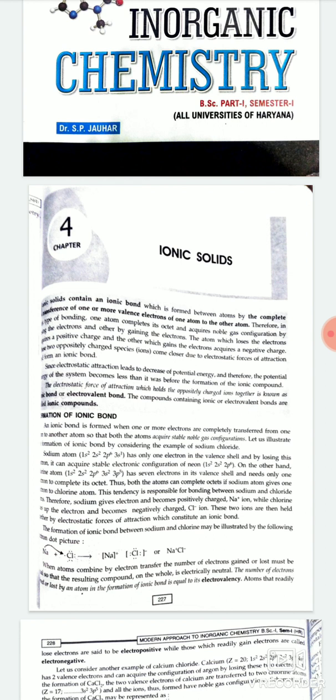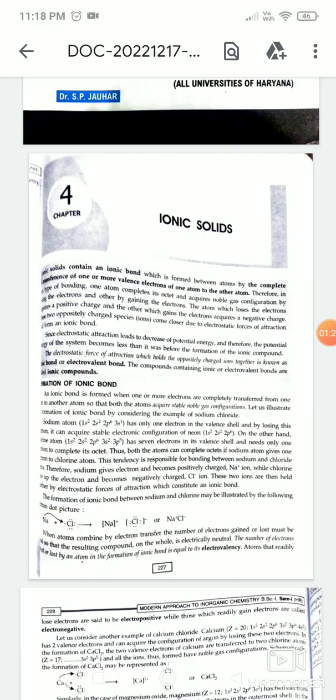The atom which loses the electrons acquires a positive charge, and the other which gains the electrons acquires a negative charge. These are two oppositely charged species, ions, that come closer due to electrostatic force of attraction and form an ionic bond. Since electrostatic attraction leads to decrease of potential energy, the potential energy of the system becomes less than it was before the formation of ionic bond. The electrostatic force of attraction which holds the oppositely charged ions together is known as ionic bond or electrovalent bond. The compounds containing ionic or electrovalent bond are called ionic compounds.